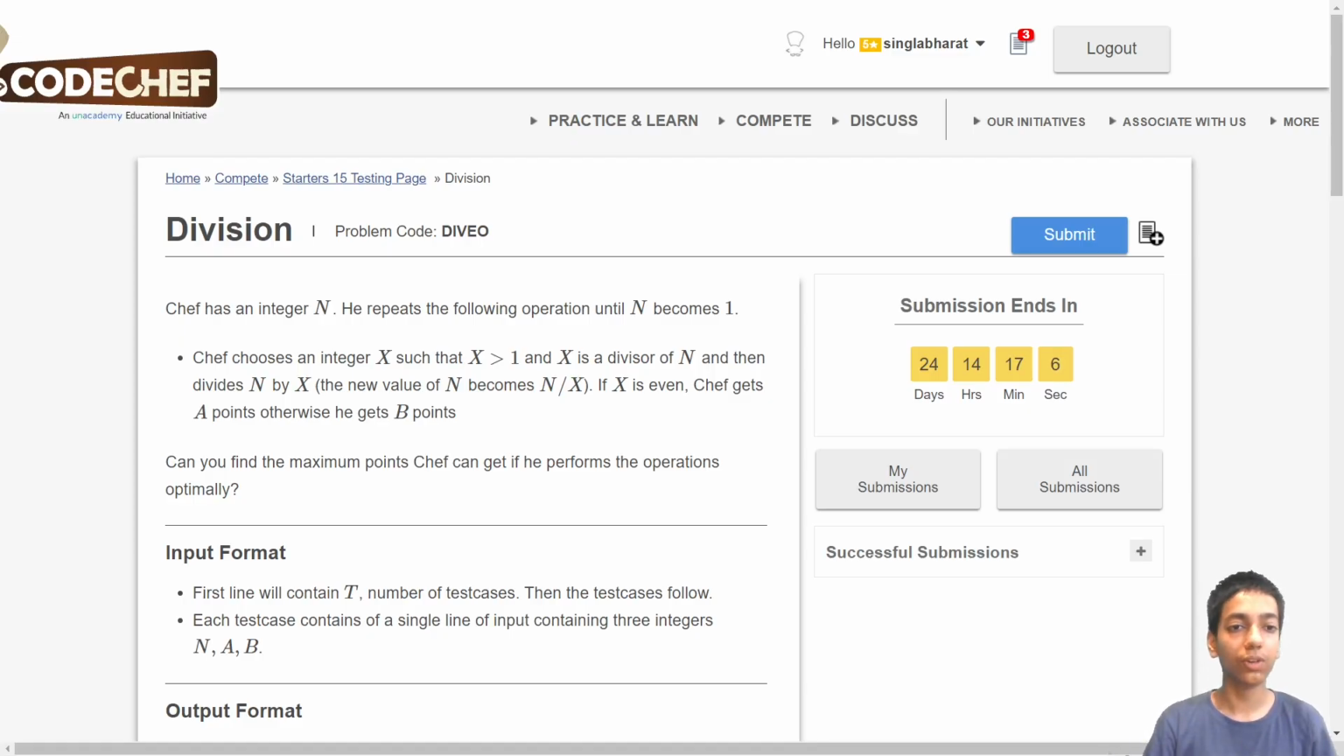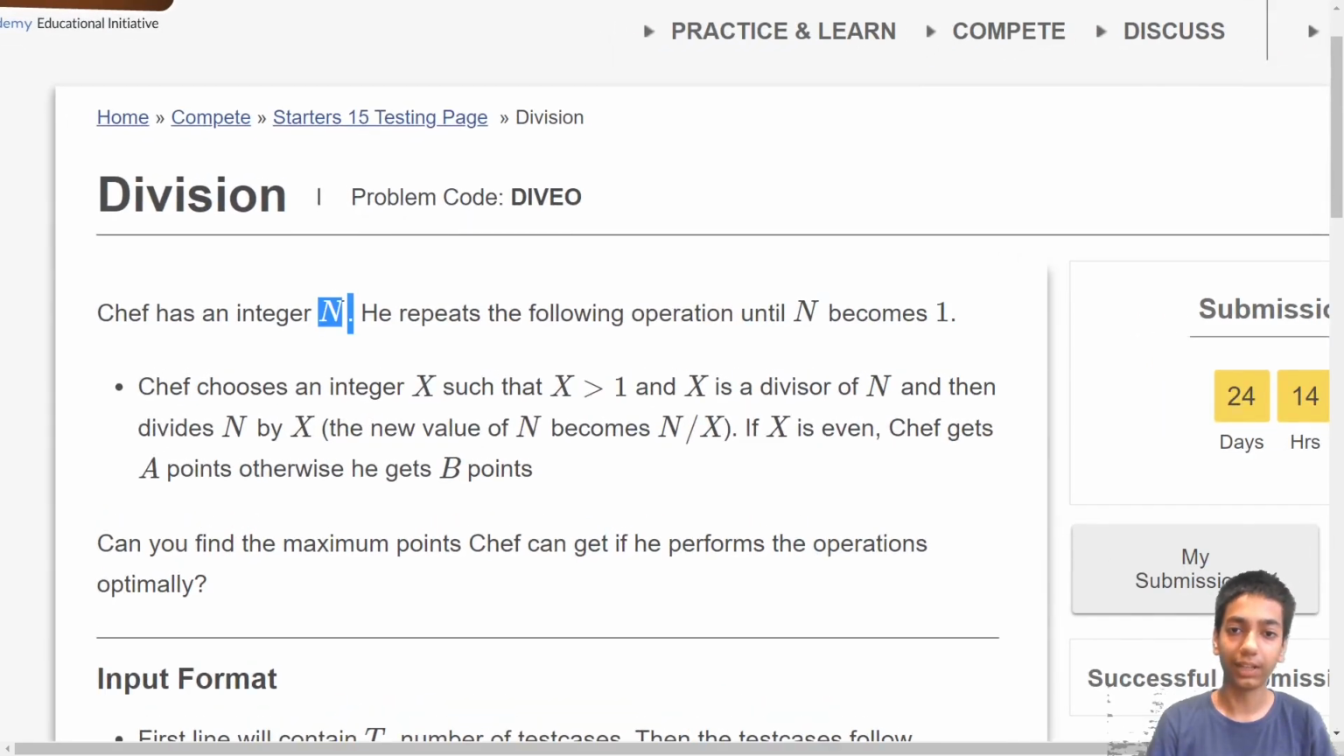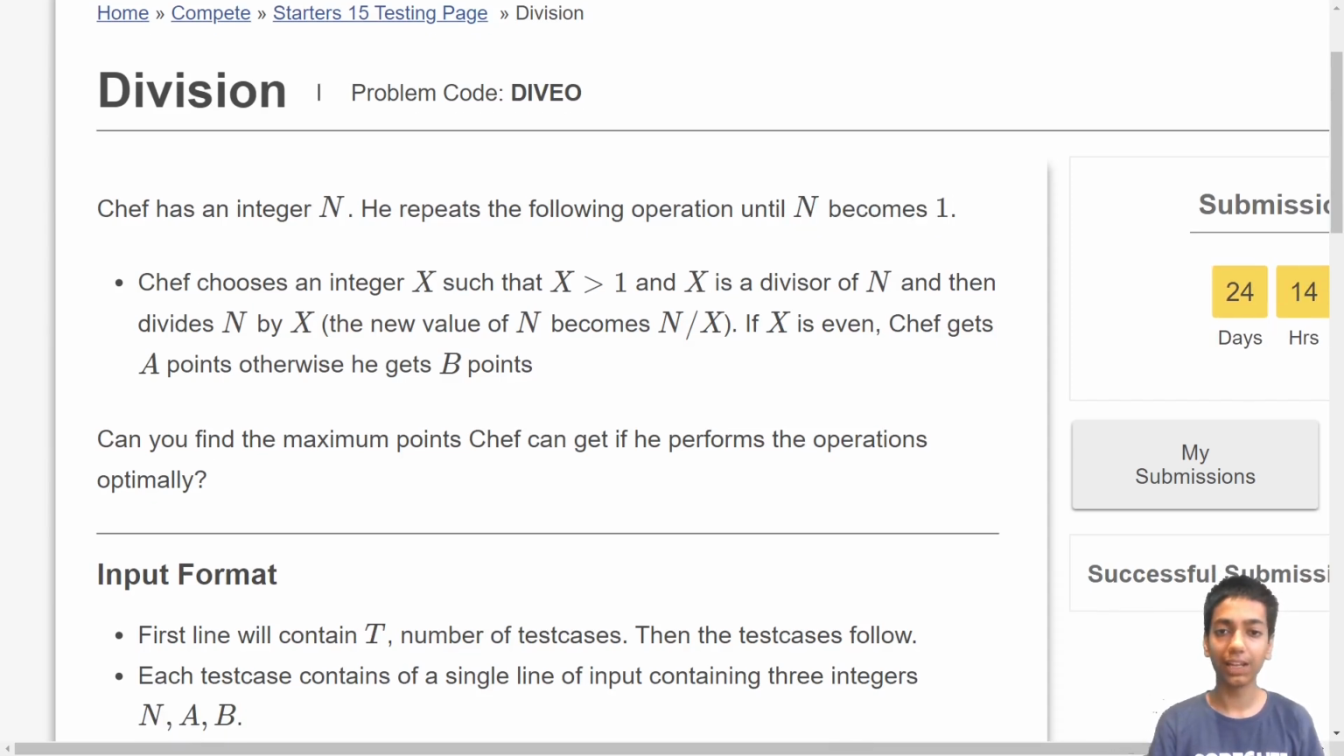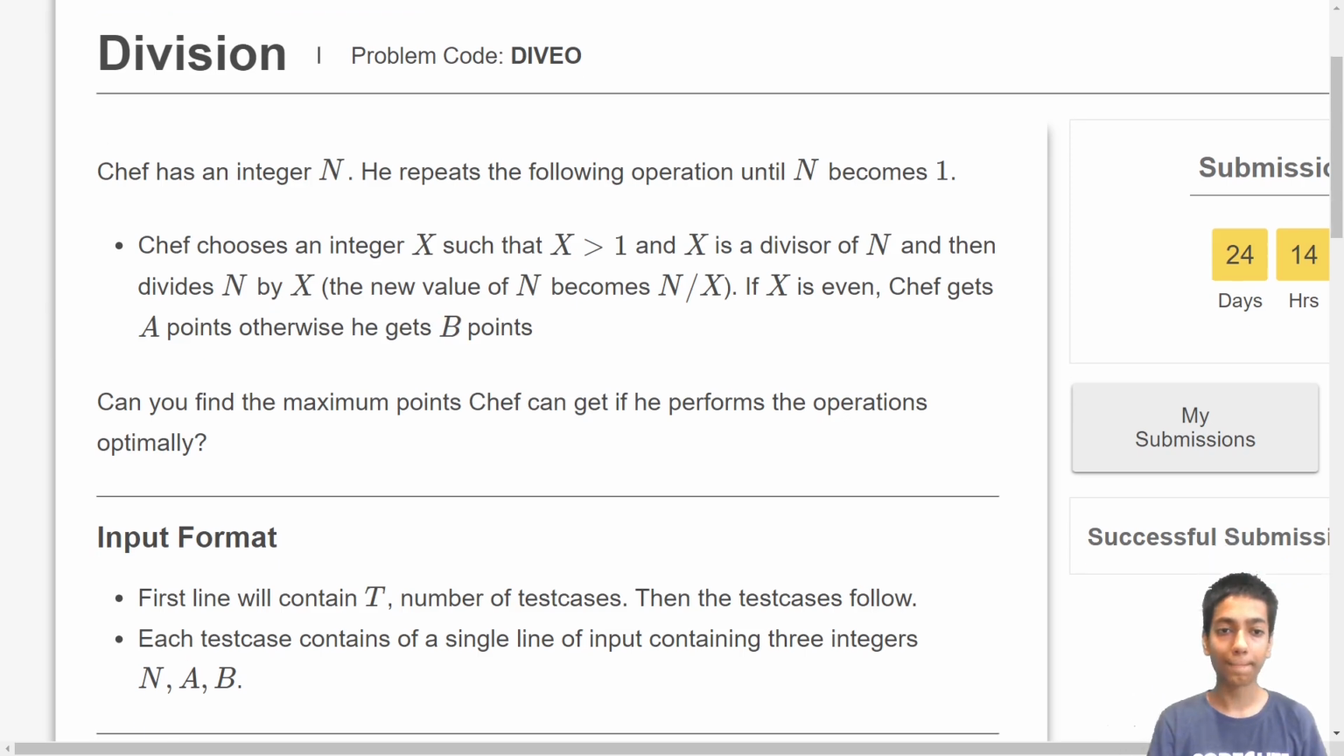Cool. So you are given an integer n, right? You repeat an operation until n becomes 1. What you do is pick any number x which is a divisor of n, and change n to n by x. So basically divide n by any number, if obviously that number is a factor of n. Fine. So if x was even, you get a points. If x was odd, you get b points. Find the maximum points you can get if you perform the operations optimally.